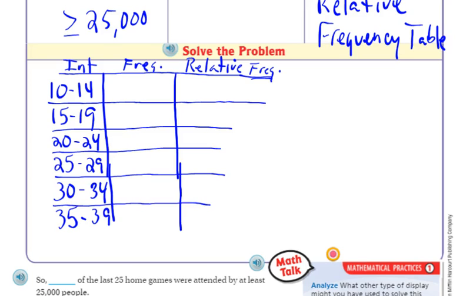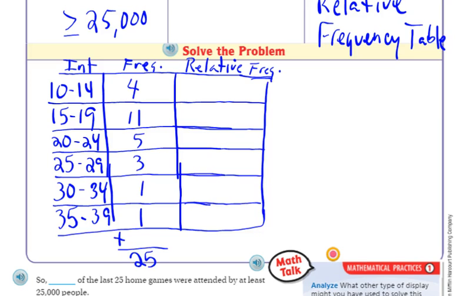All right, so what I'd like you to do now is I'm going to have you pause the video, and I want you to go ahead and tally up those values and see if your frequencies match mine. Thank you. All right, so make sure you had 4 for the 10 to 14, 11 for the 15 to 19, 5 for the 20 to 24, then you had 3, 1, and 1. And if you added up those frequencies, you should get a total of 25 because there's 25 observations from my table up above.